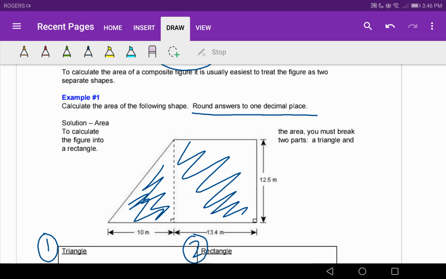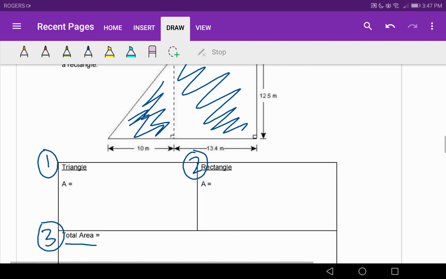Okay, and remember that this is only asking to find the area. We're not finding the perimeter here. The question's only asking to find the area. All right, so let's start with the triangle. I know, and you can check your formula sheet, that the formula for the area of a triangle is base times height divided by 2. Okay, base times height. So go ahead and fill in those values for B and H.